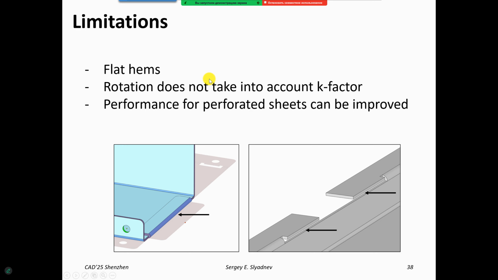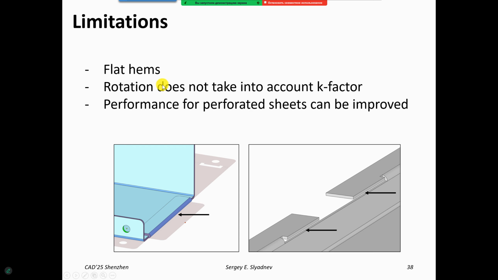A few limitations remain to work on. One very obvious limitation of the algorithm is its inability to work with flat hems. A flat hem is a completely closed bend. No tool can be accommodated in the generated inner radius. So such parts, such hems, require specific processing.